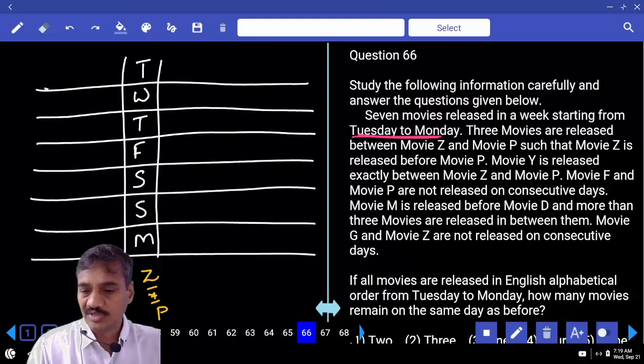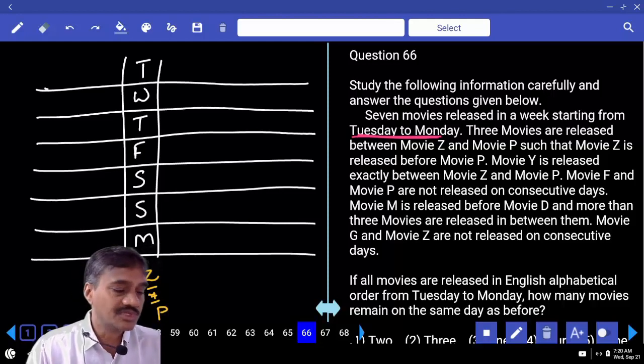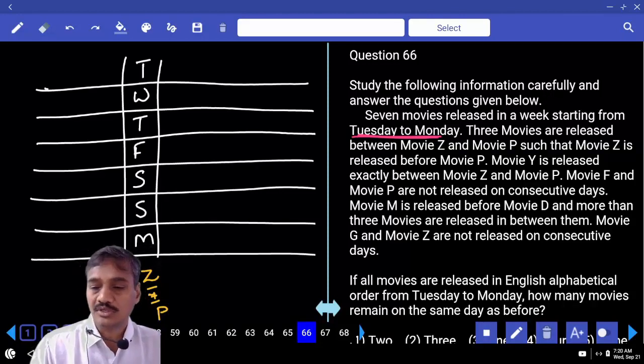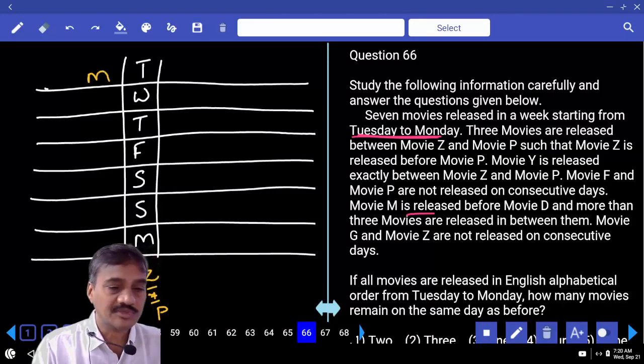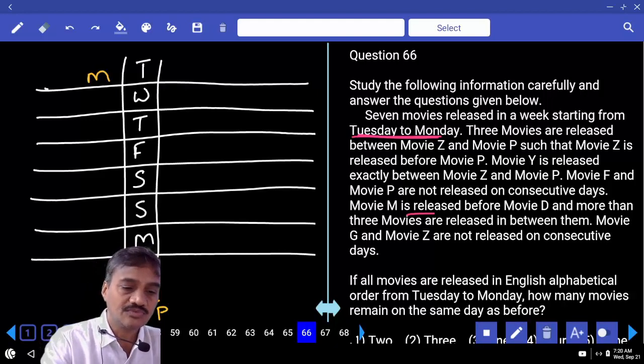Next one, movie M is released before D and more than 3 movies are released between them. Let us take the possibilities of this one. More than 3 in the sense that means 4, 5 and so on. If M is at this place, that is one such possibility. Now 1, 2, 3, 4. Isn't it 4? Hence D will be here.